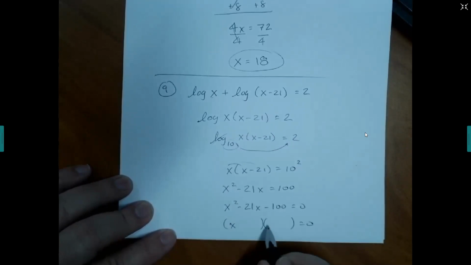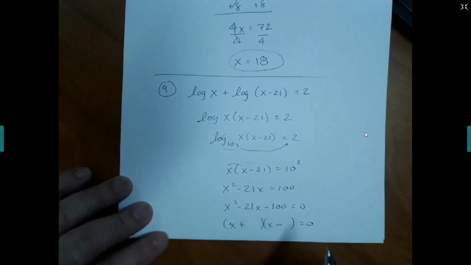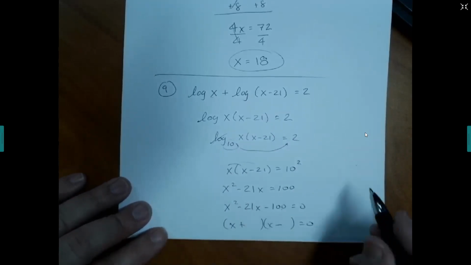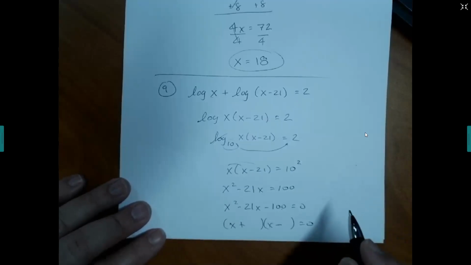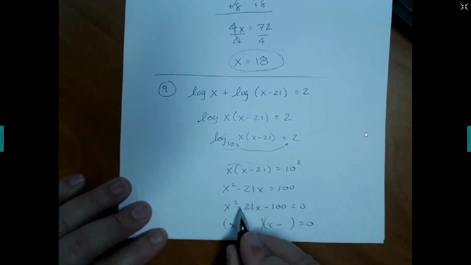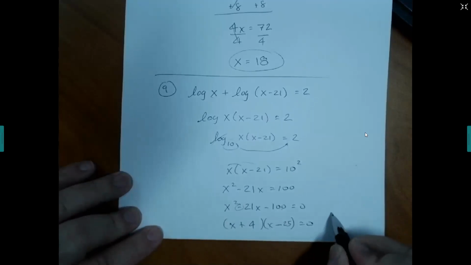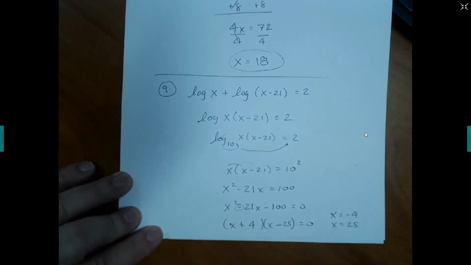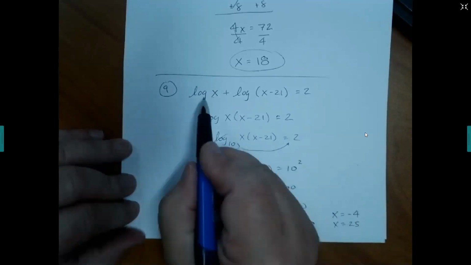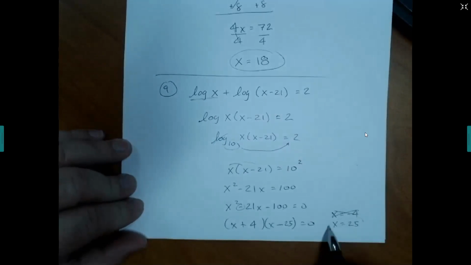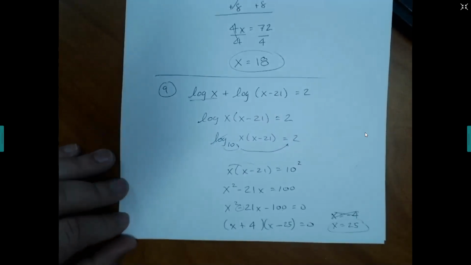Now factor x, opposite signs. What times what is 100? When you subtract, we get 21. 25 times 4 is 100, 25 minus 4. And the bigger number has to be negative. So our possible answers are -4 and 25. Can't be -4 because of the first one. So the answer is 25. X equals 25.